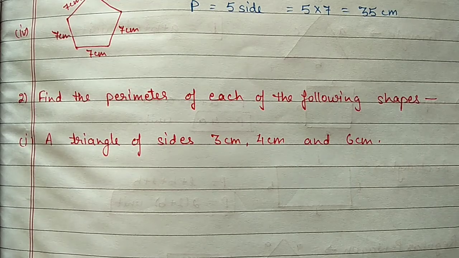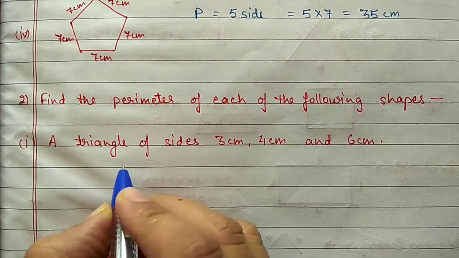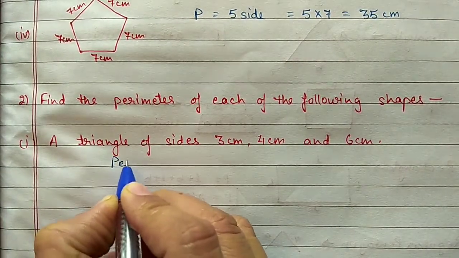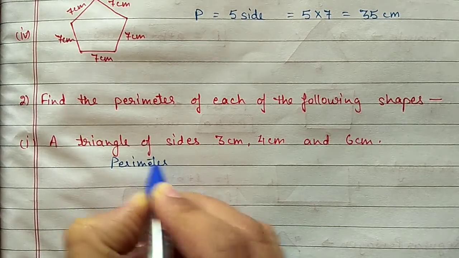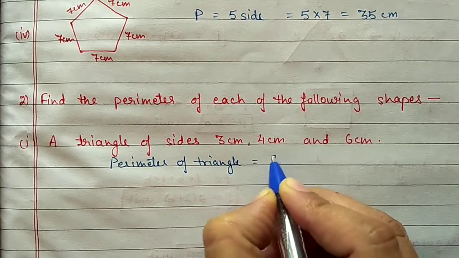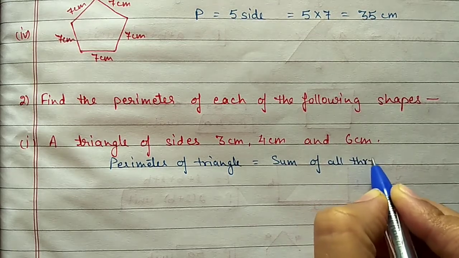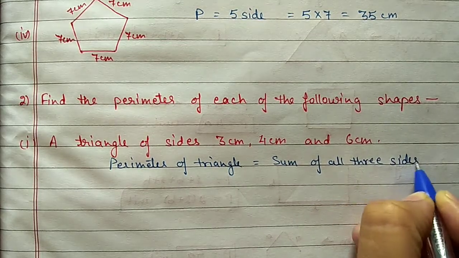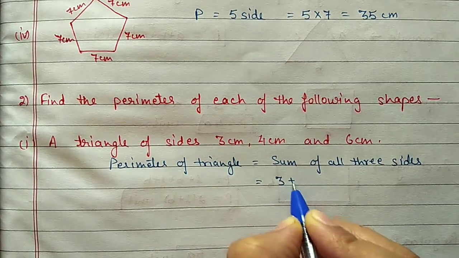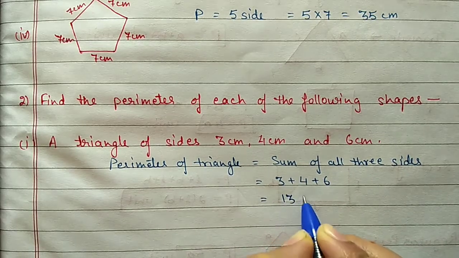Next, question number 2. Find the perimeter of each of the following shapes. First part, a triangle with sides 3 centimeter, 4 centimeter and 6 centimeter. So the perimeter of the triangle will be equal to the sum of all three sides. The first side is 3, the second one is 4 and the third one is 6. So we get 13 centimeter.